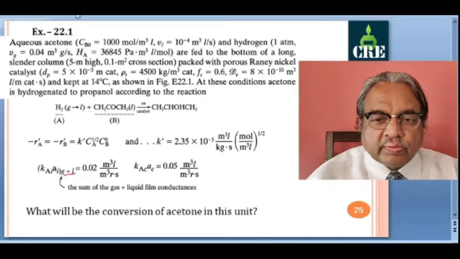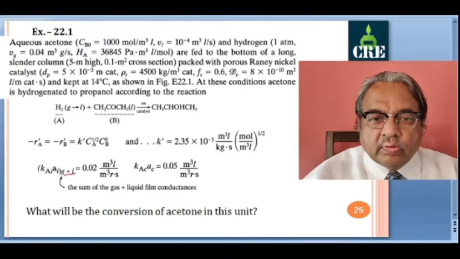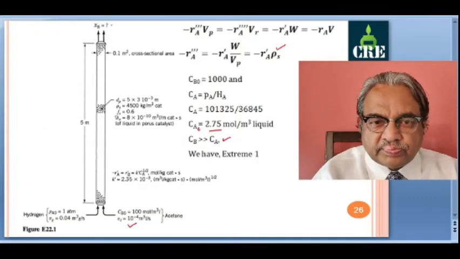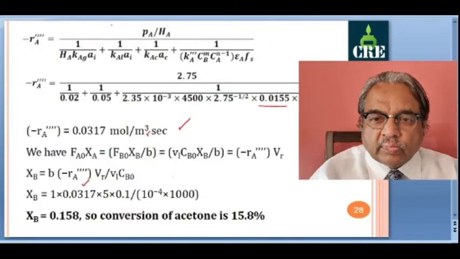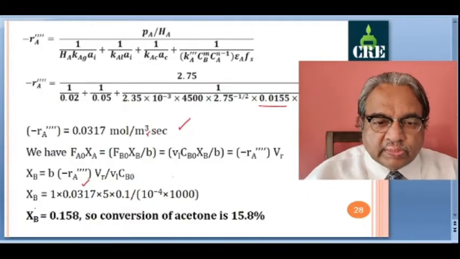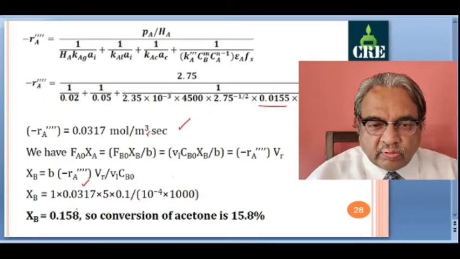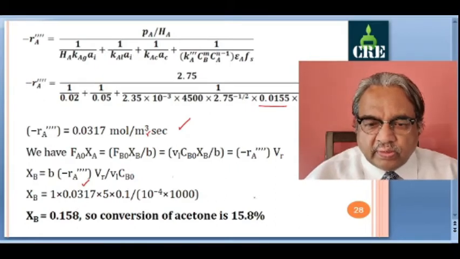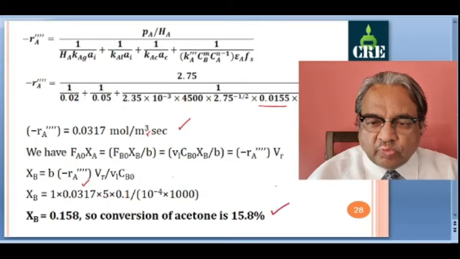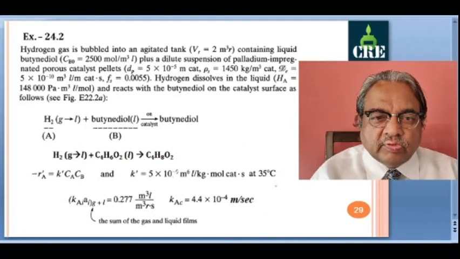So here VL is 10 raised to minus 4, CB0 is 1000. So XB comes out to be 0.158 and hence the conversion of acetone is 15.8%. Now we'll see the next problem.